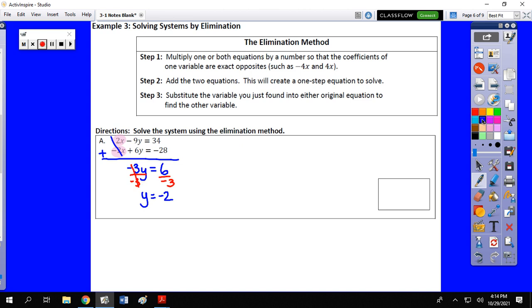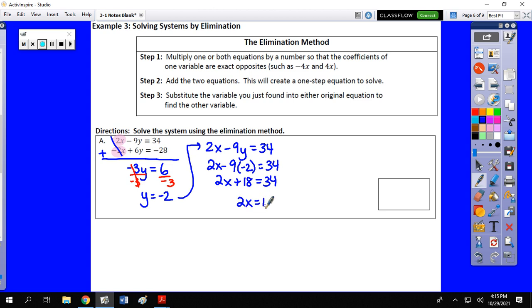Now if y equals negative 2, we take that and we plug it back into one of the original equations. It does not matter at all which original equation, so I'll just use the first one. 2x minus 9 times y, which is negative 2, equals 34. So 2x plus 18 equals 34. Subtract 18 from each side would give us 2x equals 16, and divide by 2, we get x equals 8.